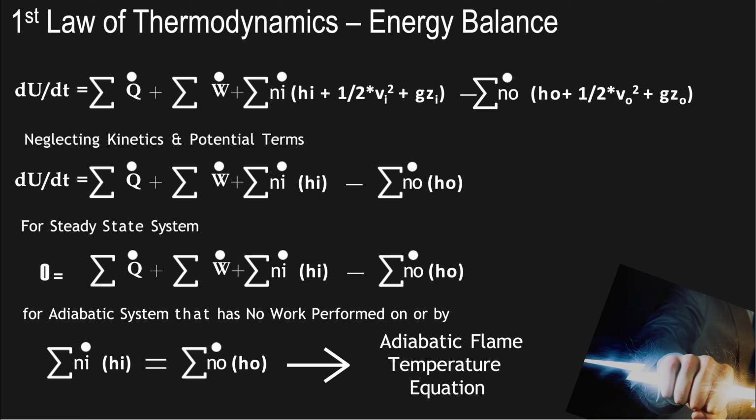Now for an adiabatic system that has no work performed on or by it, then pretty much Q is zero, the work is zero, and it goes down to the sum of enthalpy coming into the system being equal to the sum of enthalpy coming out of the system. And from this basic equation, we can get the adiabatic flame temperature, because as we know, enthalpy is a state function, so it's a function of pressure and temperature. So it's going to be initial pressure and temperature on this side, and final pressure and temperature on this side. The final temperature here is going to be implicitly calculated from this equation.